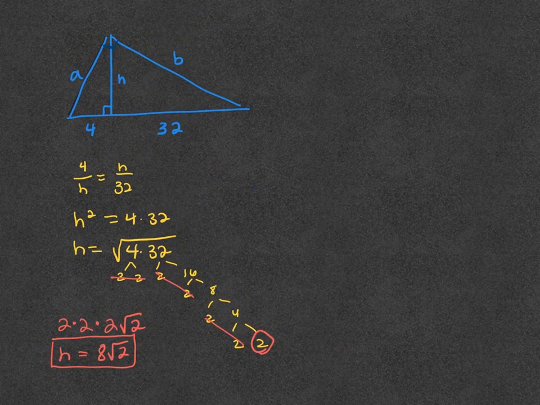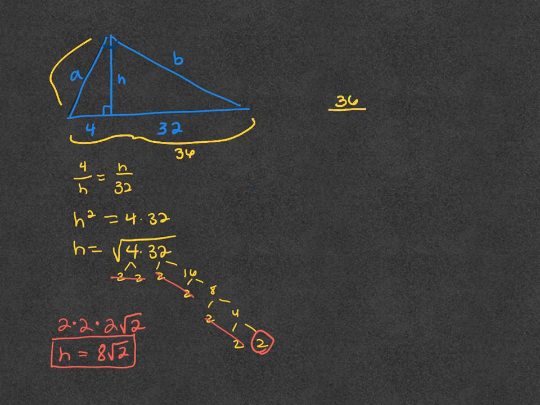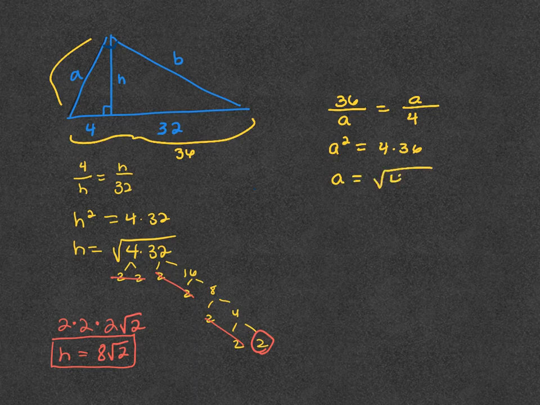Then if I want to find A, it is a leg of that big triangle. So I'm going to use the hypotenuse over leg equals leg over segment of the hypotenuse adjacent to the leg. So hypotenuse is this whole thing, which would be 36. 36 over the leg, which is A, equals the leg, which is A, over the segment of the hypotenuse adjacent to the leg, which is 4. A squared equals 4 times 36. A would equal the square root of 4 times 36.